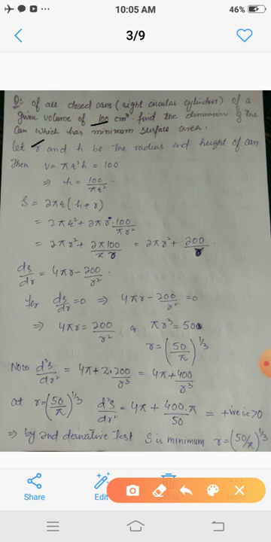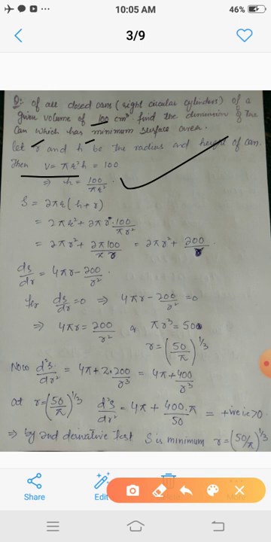Let r and h be the radius and the height of this right circular cylinder, which implies that the volume by definition is pi r squared h, that is 100. Hence h equals 100 upon pi r squared. We know that the closed or total surface area of this right circular cylinder is 2 pi r into (h plus r).